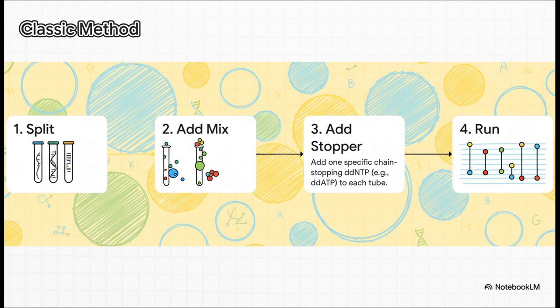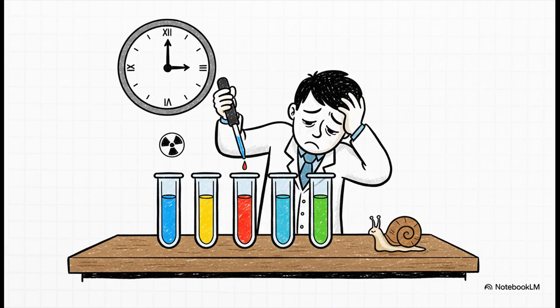What you ended up with was 4 different sets of DNA fragments, each set ending only at a specific letter. Now, this was absolutely revolutionary, don't get me wrong, but as you can probably imagine, running 4 separate reactions, using radioactivity, and then analyzing it all, it was slow and really manual. There just had to be a better way.